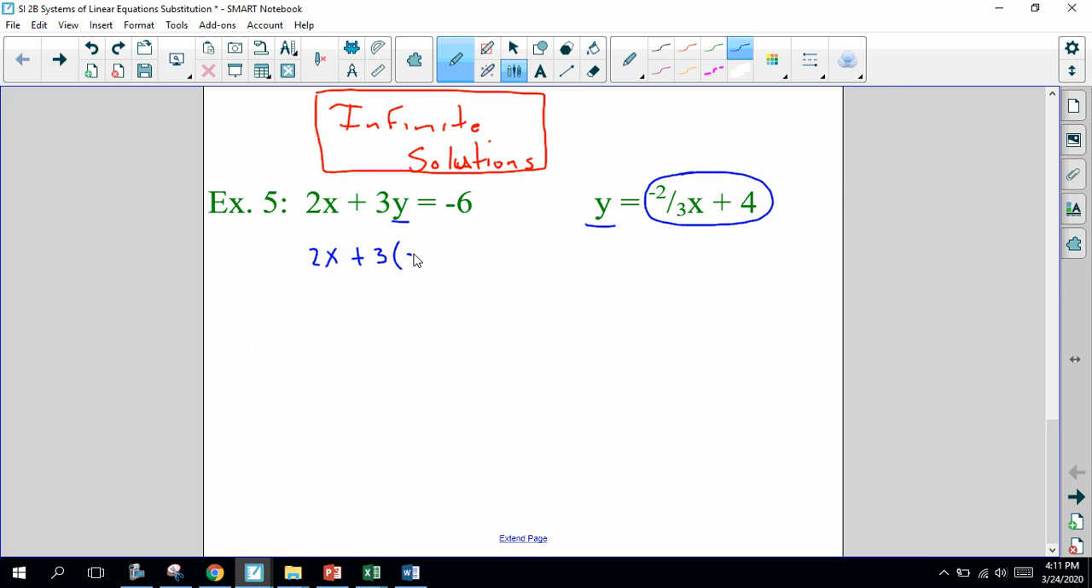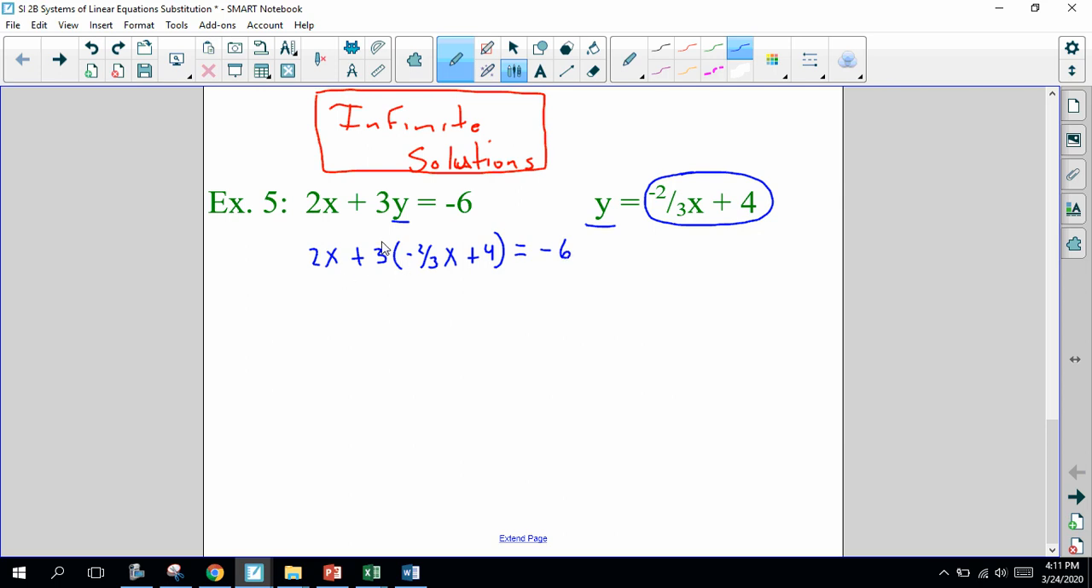Well, the y value is negative 2/3 x plus 4. Remember, as we're substituting in there, we are putting it in parentheses. And the equal sign comes down. The -6 comes down. And then we start to simplify on this side.